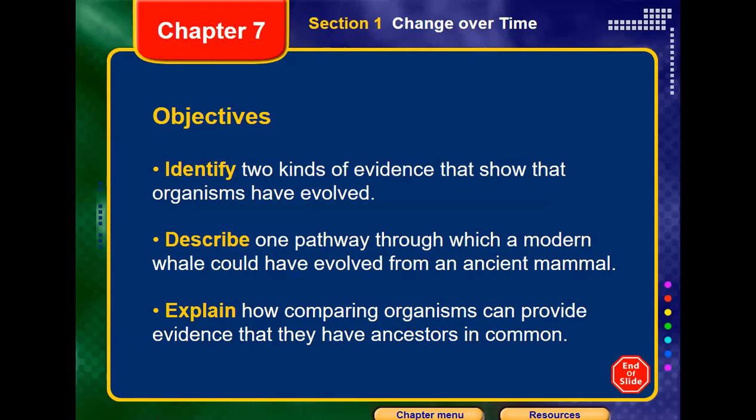So let's start. By the end of this lesson, we should be able to identify two kinds of evidence that show that organisms have evolved, describe one pathway through which a modern whale could have evolved from an ancient mammal, and explain how comparing organisms can provide evidence that they have ancestors in common.